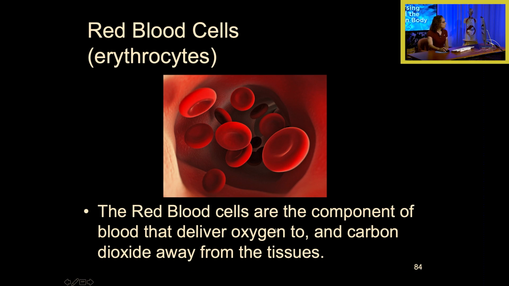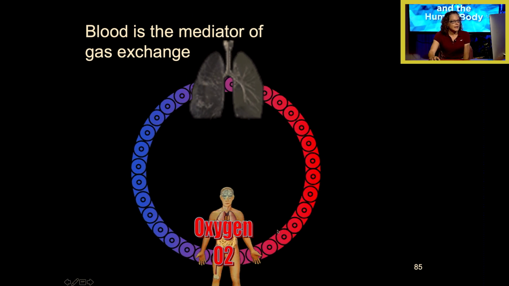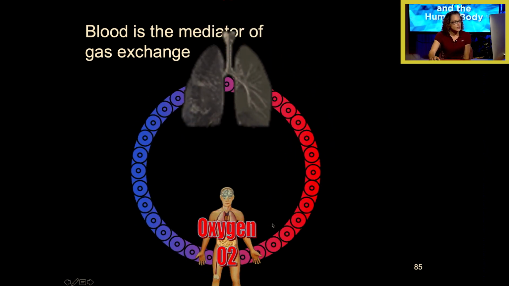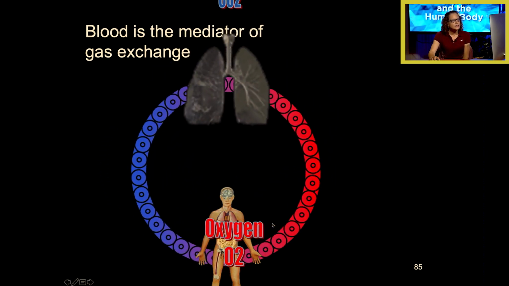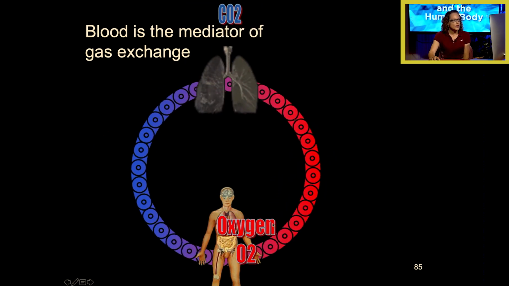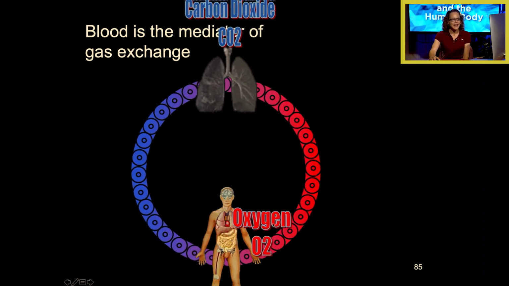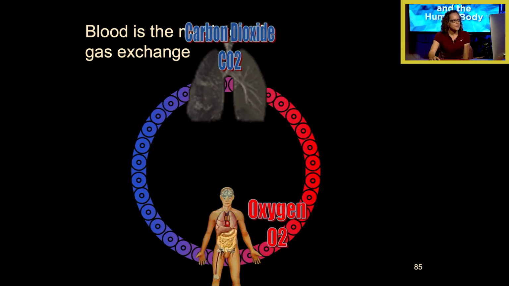So the red blood cells are the components of blood that deliver oxygen to and carbon dioxide away from the tissues. Okay? So what we see here in this cartoon is that one gas, oxygen, is exchanged for another, carbon dioxide. Gas exchange is important because it's vital to life. The number one question that gets asked at the beginning and end of life is, are they breathing? Not breathing is not compatible with life.